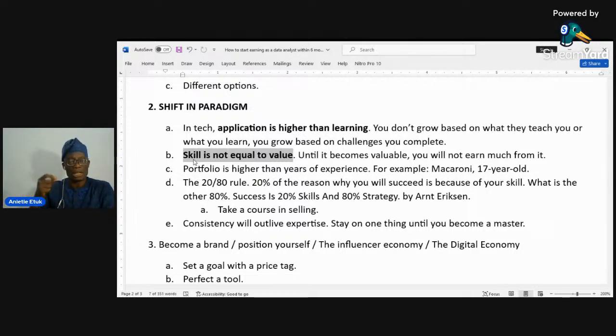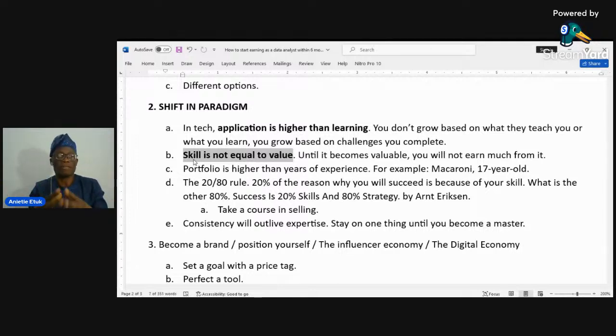So while you're learning the skill, as in data analytics, one of the things you should ask yourself, your instructor, your colleagues in class, or everybody around you, is: how do I make money from this? Now, the easiest way to answer that question is: how can it become a solution to somebody?